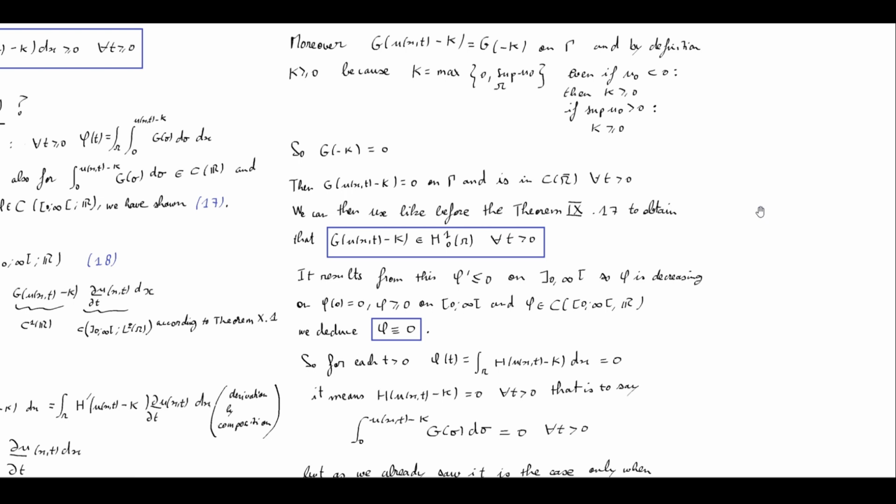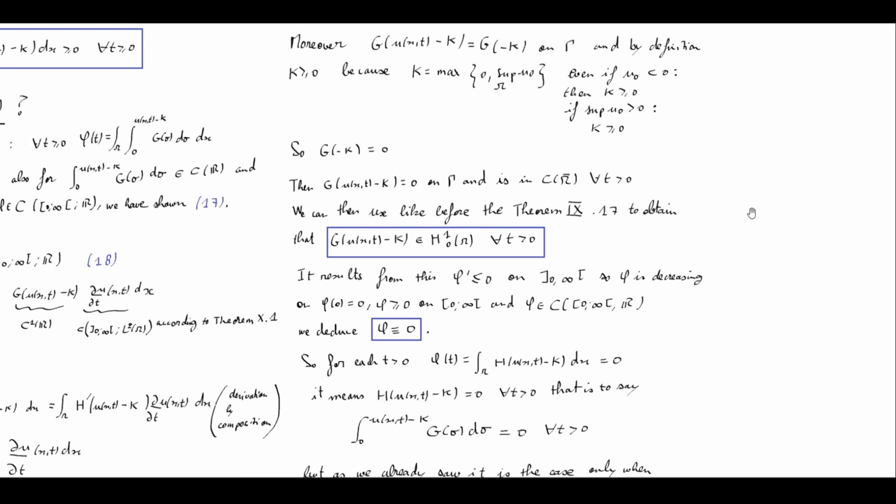Even if u0 is totally negative, then k will be positive or equal to 0, and if the supremum of u0 is totally positive, k will also be greater or equal to 0. So g(-k) is equal to 0. Then g(u(x,t) - k) equals 0 on gamma and is in C(omega bar) for all t strictly greater than 0. You can then use, like before, this theorem 9.17 to obtain that g(u(x,t) - k) is in H^1_0 of omega for all t strictly greater than 0.